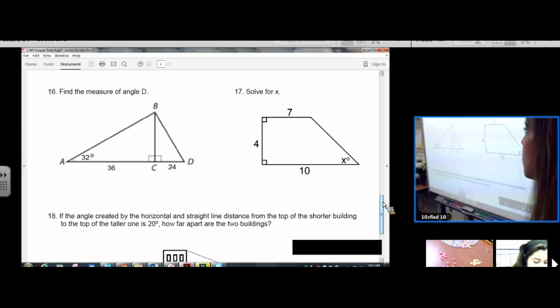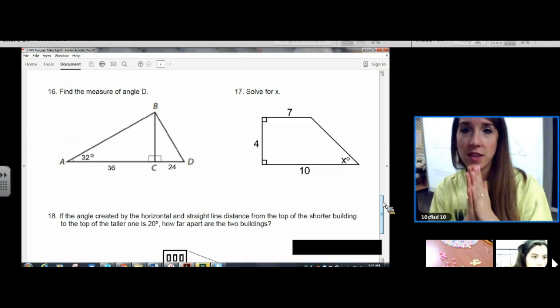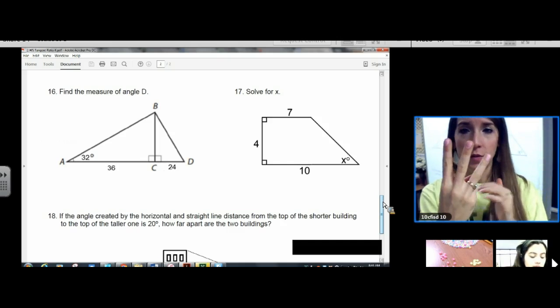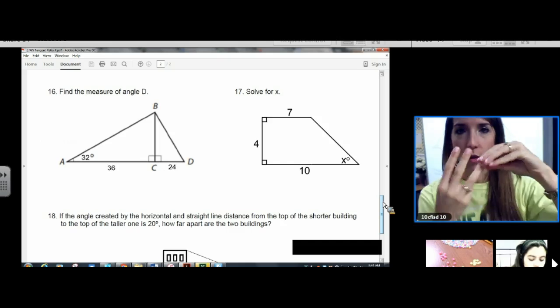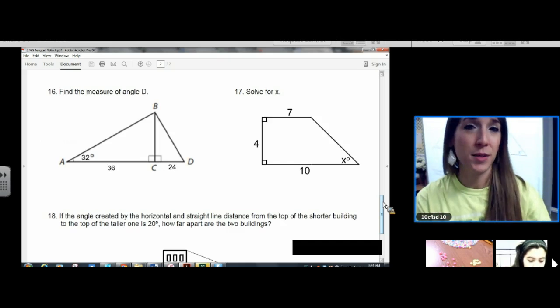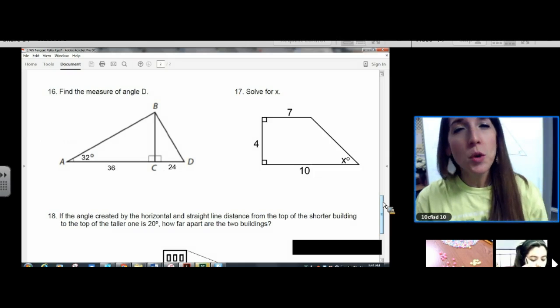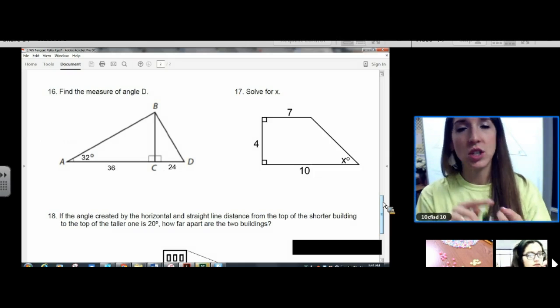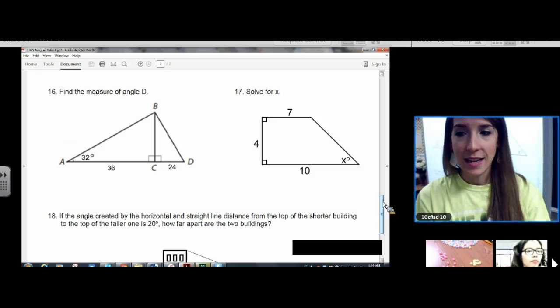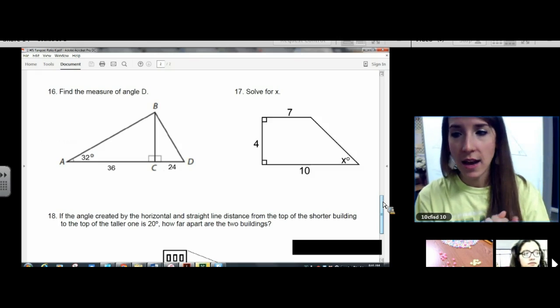Number 16, find the measure of angle D. Okay, so the thing about trig is that there's usually 3 things involved. 2 sides and 1 angle. To do trig, you have to know 2 out of those 3 things. So you have to have 2 pieces of information, whether it's 2 sides or a side and an angle. You have to have 2 pieces in order to find a missing side or angle.